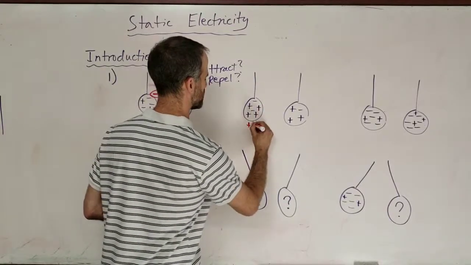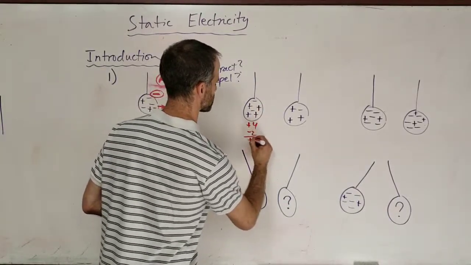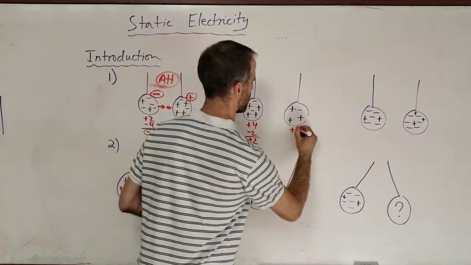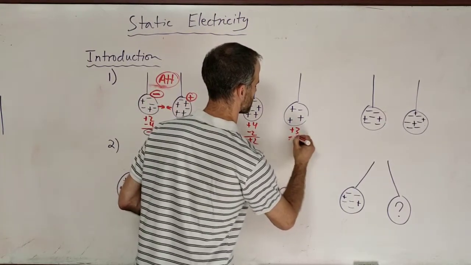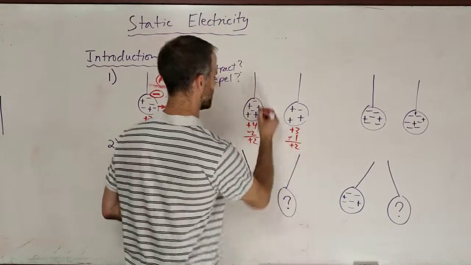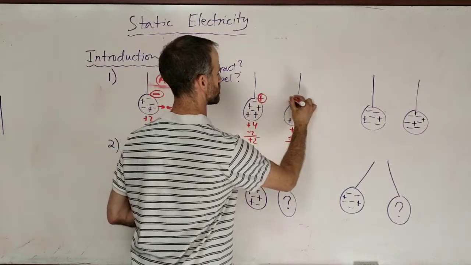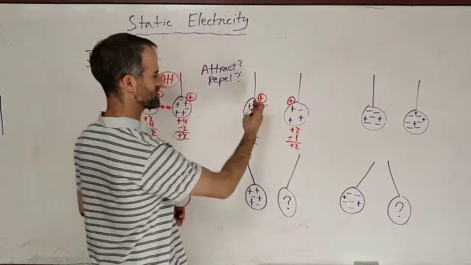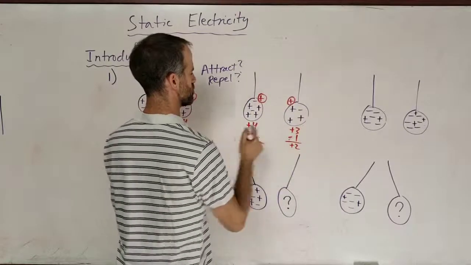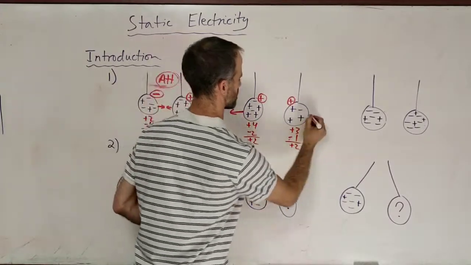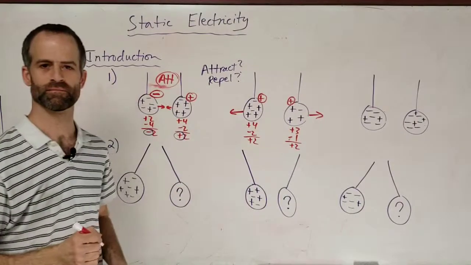I have 4 positives, 2 negatives, that's +2. 3 positives, 1 negative, that's +2. This is overall positive, that's overall positive. If opposites attract, similar charges repel. They are going to push away from each other.